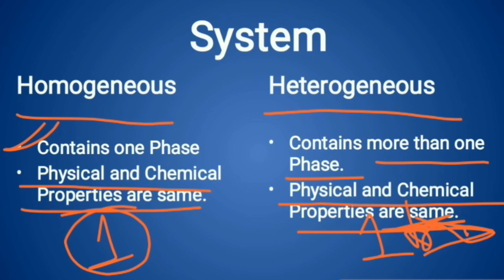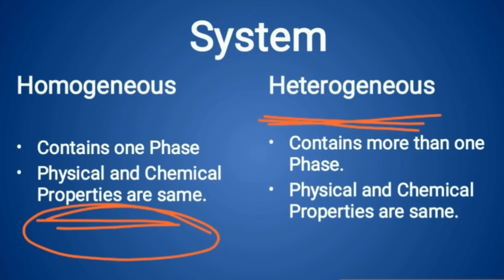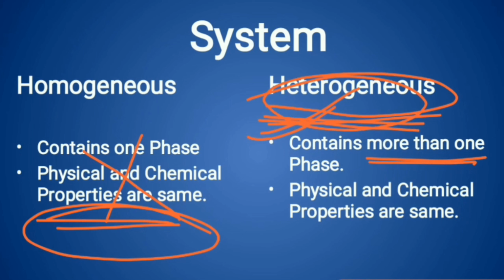One more thing: a heterogeneous system is used in phase equilibria. Why? Because phase equilibria is the equilibria between two phases, and for phase equilibria there must be two phases. If only one phase is present, there is no phase equilibria. So homogeneous systems are not used in phase equilibria, because phase equilibria cannot exist within one phase. But in a heterogeneous system there is more than one phase, so phase equilibria applies here, and we will study heterogeneous systems in this topic, right?